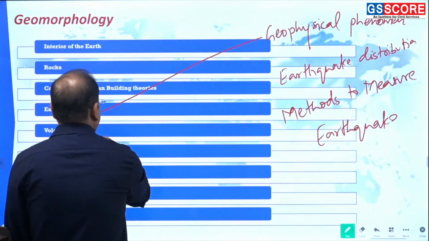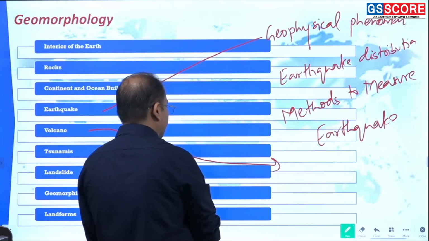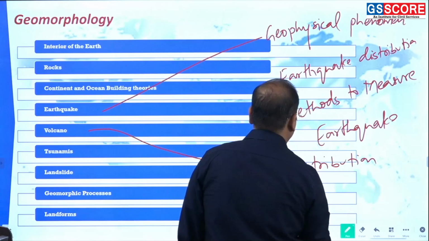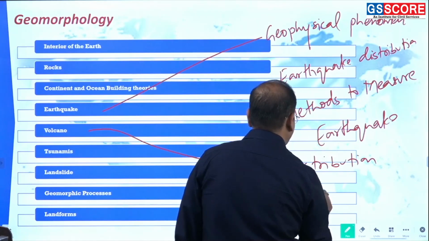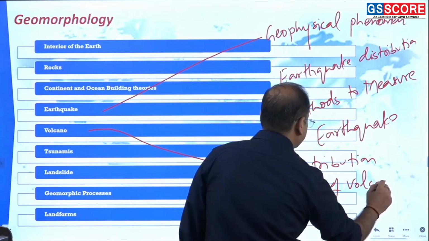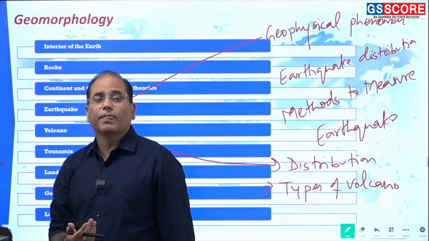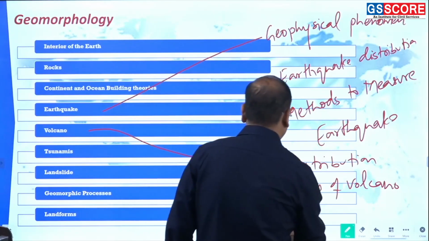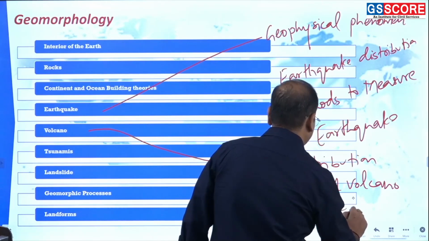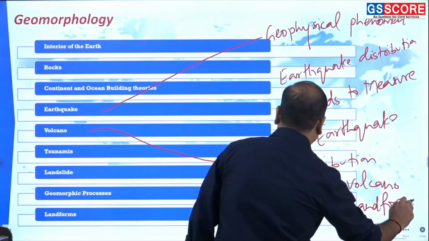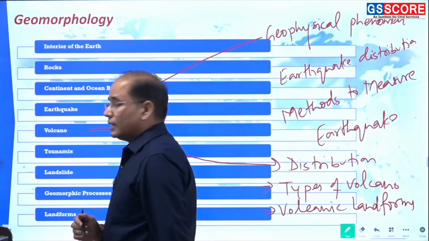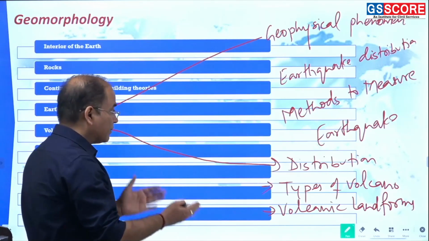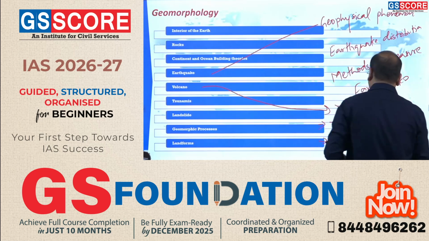Similarly, when it comes to the volcano, in volcano also the distribution of volcano, types of volcano. The types of volcano will also give the different types of landforms. So, volcanic landforms you are supposed to study. Earthquake, volcano is nothing but an extension of the plate boundary. So, it is very much associated with the plate boundary.